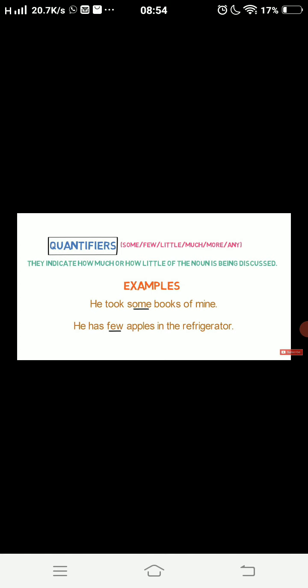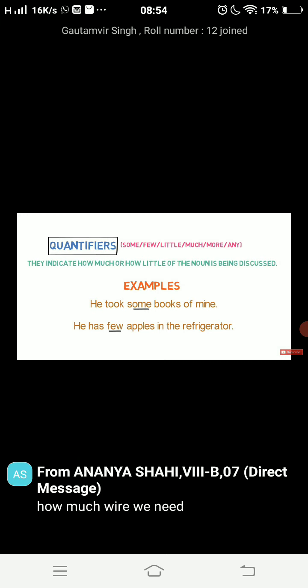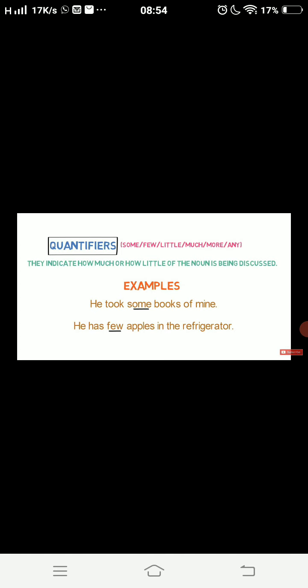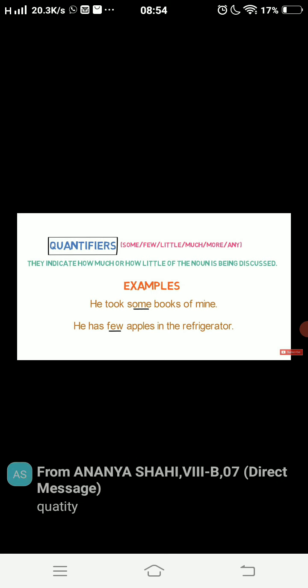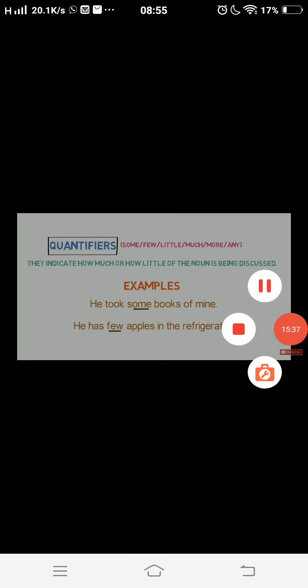Very good, Harman. You have responded so well in class. So quantifiers tell us how much, how many. Simply in your books write down, whenever we have quantifiers, another name is determiners of quantity, because it tells us how much quantity is there. It can be in the form of how much, or it can be in the form of how many.